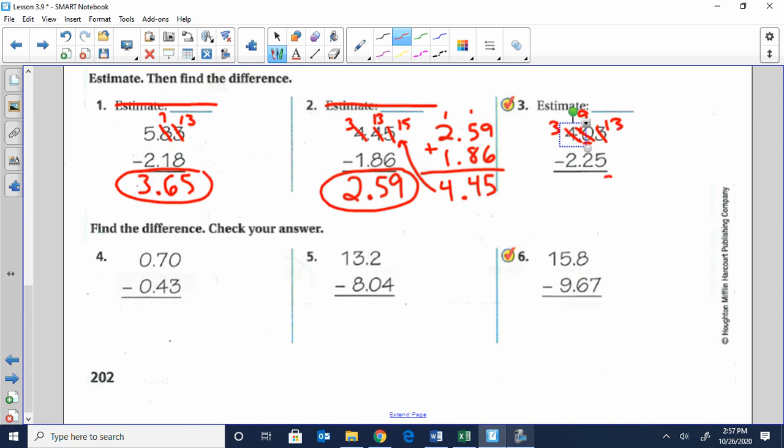13 minus 5 equals 8. 9 minus 2 is 7. Decimal point comes straight down. And 3 minus 2 equals 1, giving us a difference of 1 and 78 hundredths. Now go ahead and pause the video and then work on questions 4, 5, and 6, and then we'll reveal the answer.